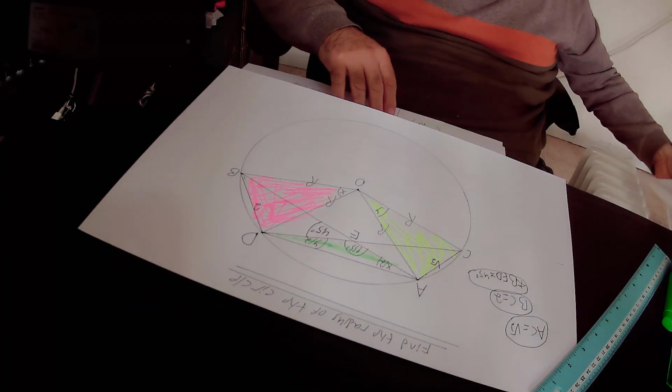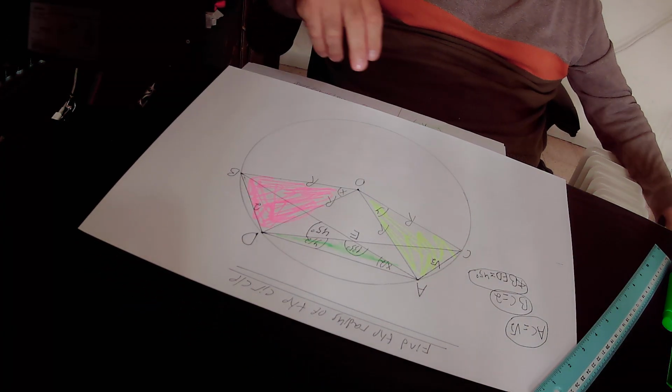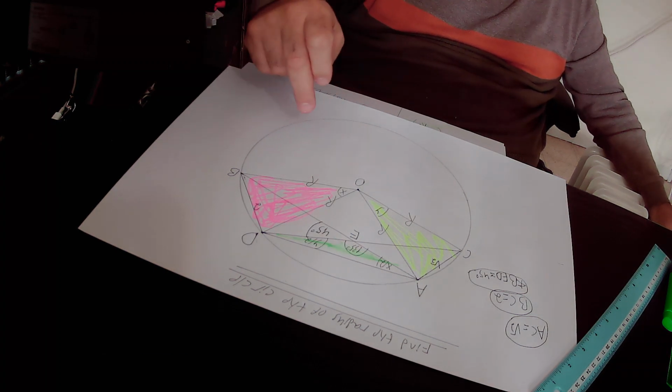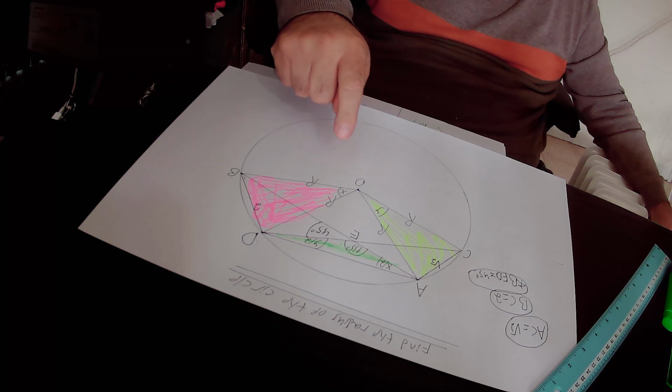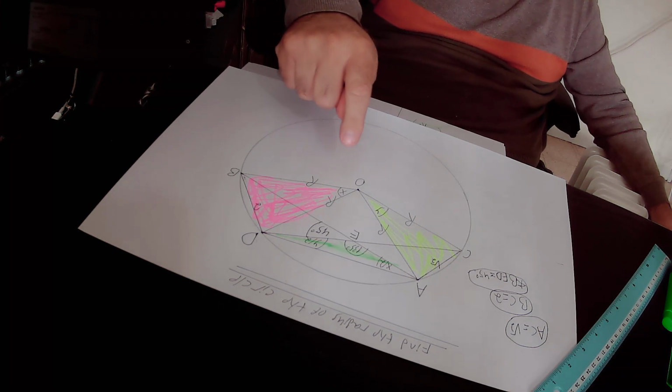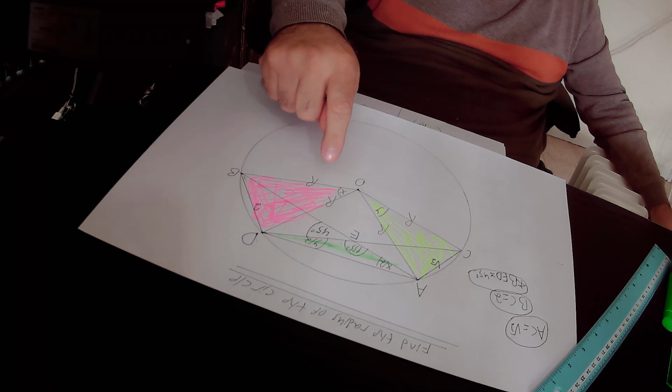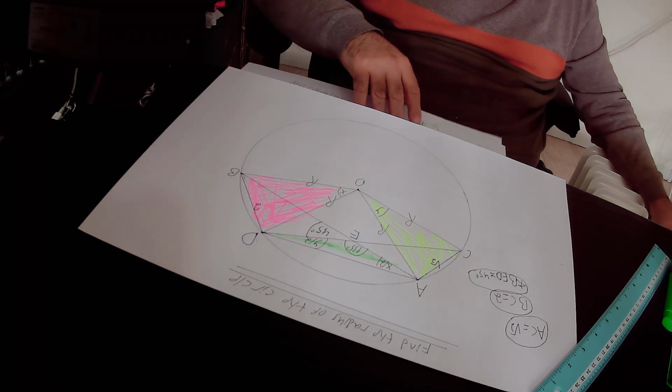Then we implemented the law of cosines in the triangle DOB. According to the law of cosines, cosine x equals r squared plus r squared minus 2 squared over 2 times r times r. Repeat again.